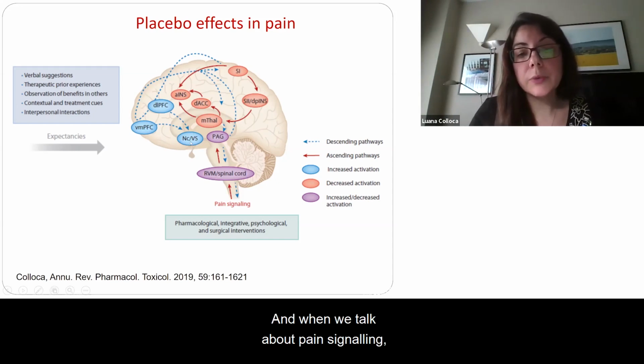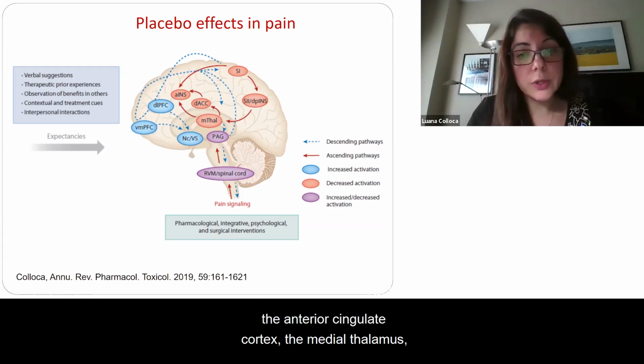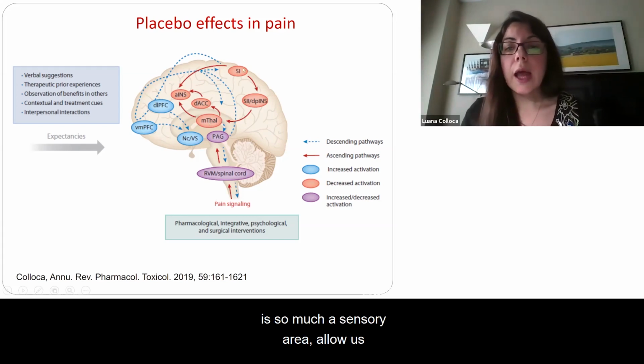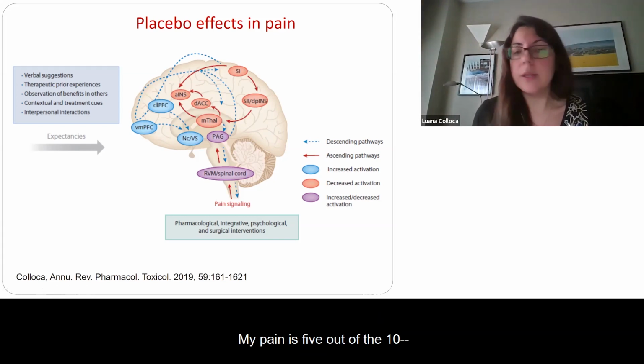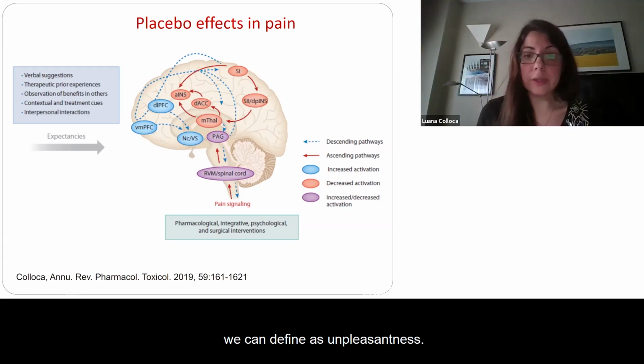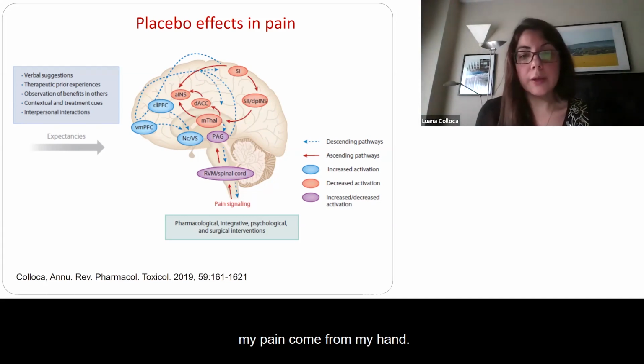When we talk about pain signaling, we know that this part in red, including the insula, the anterior cingulate cortex, the medial thalamus, the somatosensory area, allow us to have this complex experience of pain that we can quantify. My pain is 5 out of 10. We can define unpleasantness, and also we can localize. My pain comes from my hand.